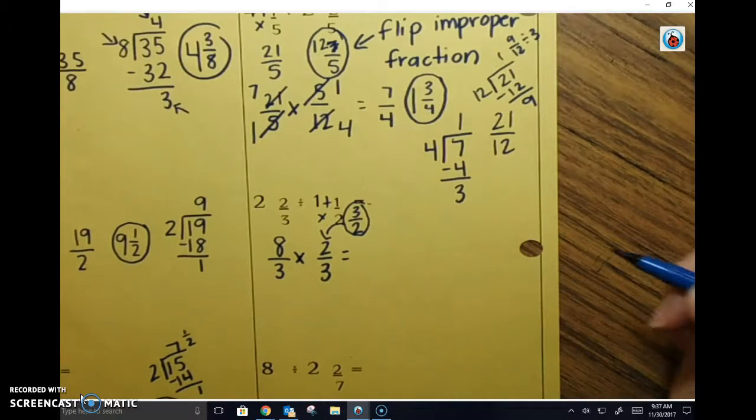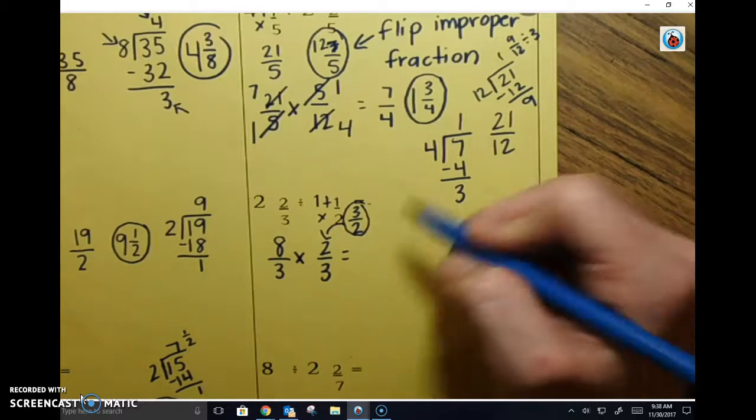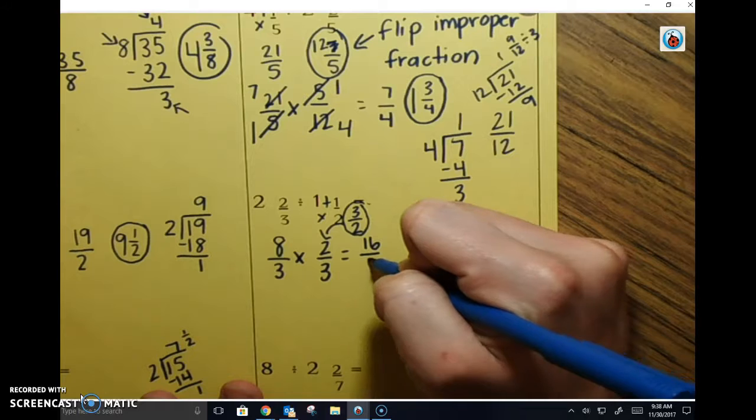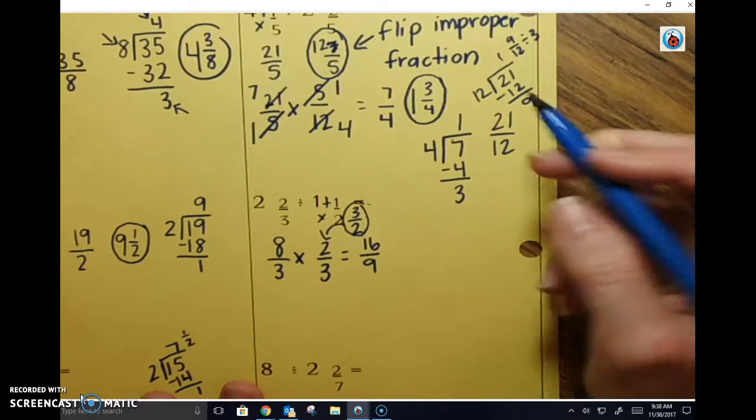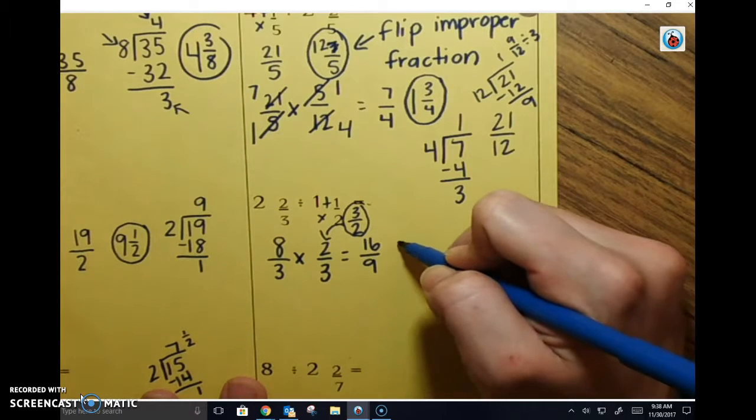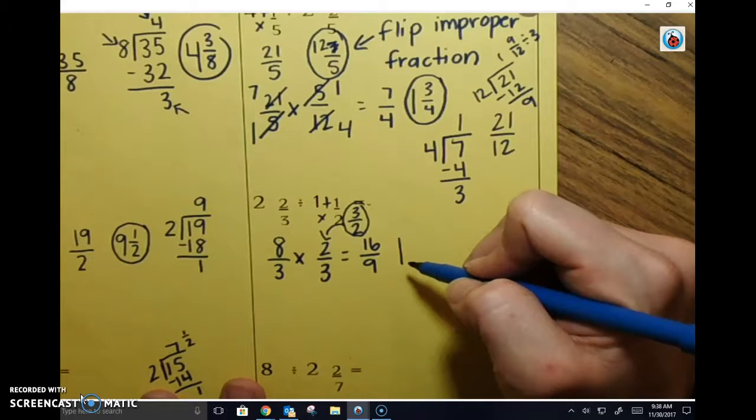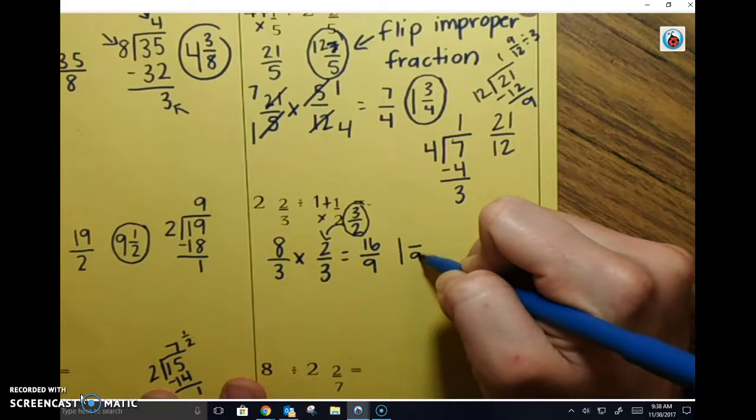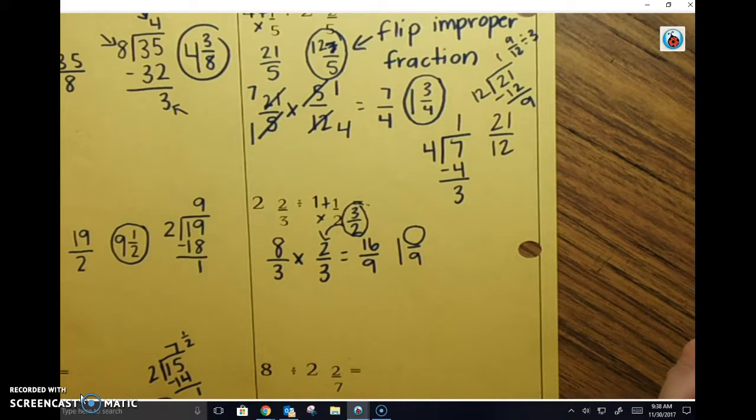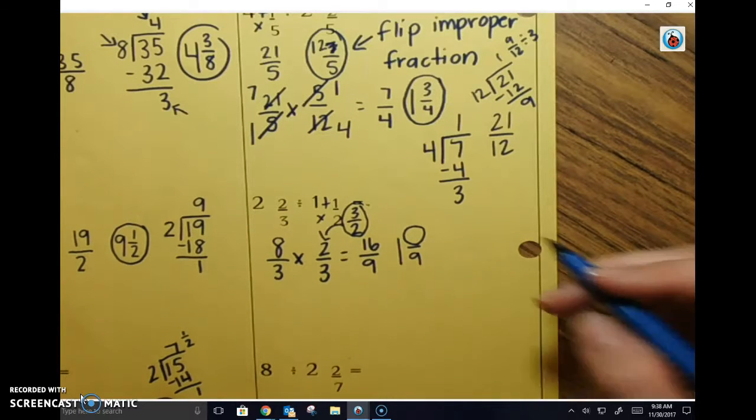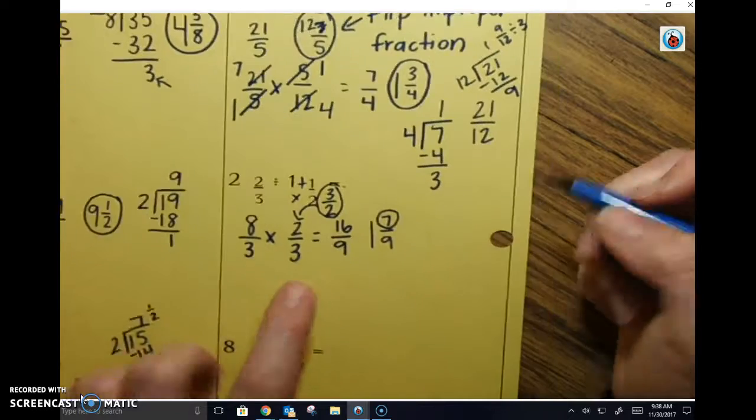Can we cross-cancel it all on this one? No. So what do we get as our improper fraction to start with? Lucas? 16/9. You can say now what the mixed number is going to be on this problem. Bella? 2/9. Does anyone else want? The only thing that she said was wrong was the numerator, right? What is the numerator going to be? Brennan? Seven.